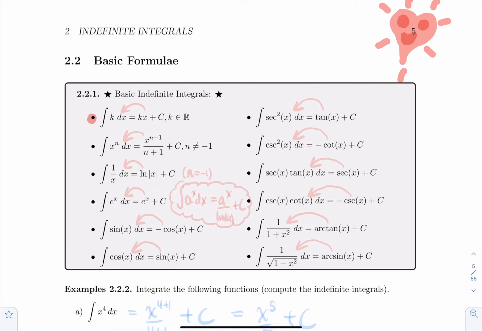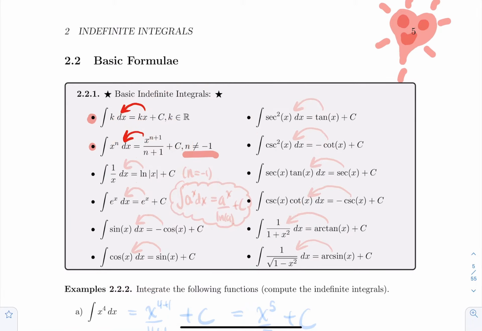So this is the way I like to think about these formulas. Because I know how to differentiate, I always think about these things going from right to left. Because the derivative of kx plus c is k, then the indefinite integral of k is kx plus c. Because the derivative of x to the power n plus 1 over n plus 1 plus c is going to be x to the power n, of course, this formula will not work if n is minus 1, because this would create an evil division by 0.